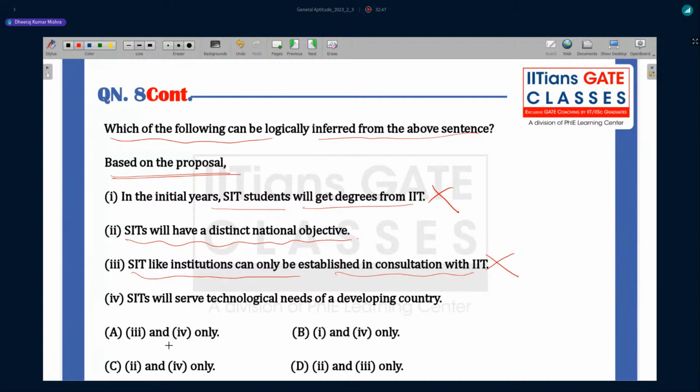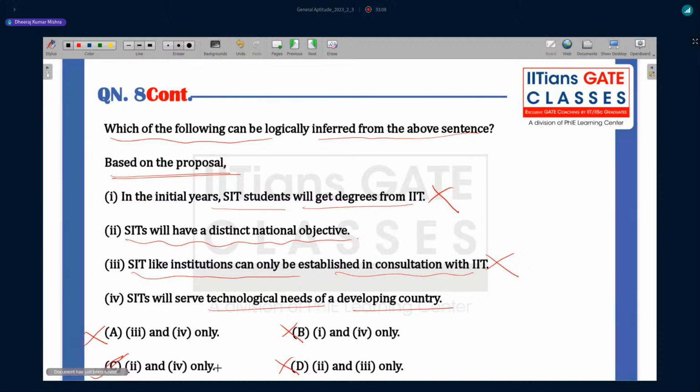Third, fourth. The third is present here, so option A will not be correct. In B, the first is present, so it is not going to be correct. D is also not going to be correct. Only choice C is going to be correct, because SIT will have distinct national objective. That's why they are going for establishment, and SIT will serve technological needs of the developing country.